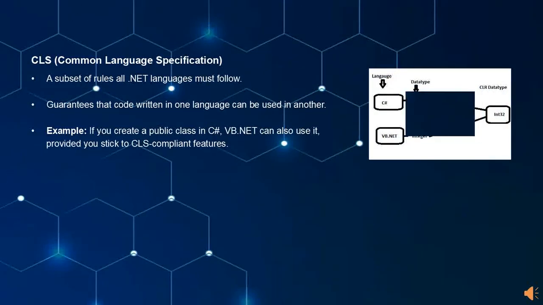Now let's understand CLS, the Common Language Specification. CLS is a subset of rules all .NET languages must follow. CLS guarantees that code written in one language can be used in another. For example, if you create a public class in C#, VB.NET can also use it, provided you stick to CLS compliant features.